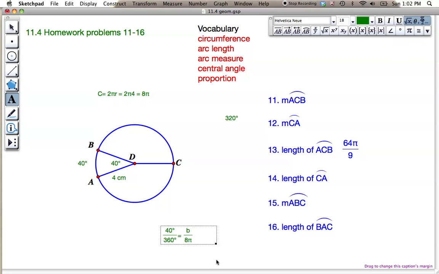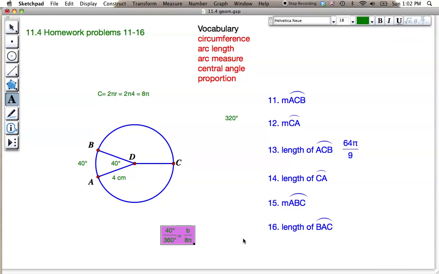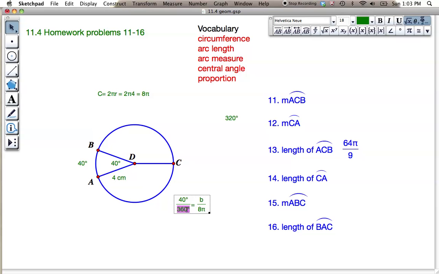Again, we need to solve for b, so we multiply both sides of the equation by 8 pi, and we also reduce 40 over 360. 40 over 360 is kind of like 4 over 36, and that's going to equal 1 over 9. So your answer will just be 1 over 9 times 8 pi, which is 8 pi over 9. Well, that's not your final answer. That's the arc length of BA.